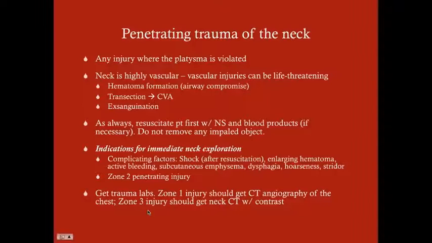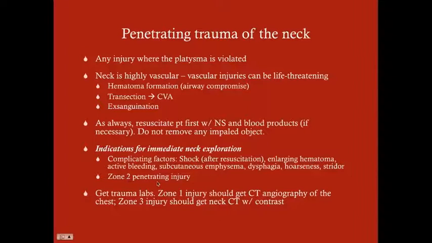You never send an actively shocking patient to the OR. If they have an enlarging hematoma, you're sending them to the OR. If they have active bleeding that you can't stop, you're sending them to the OR. If they have subcutaneous emphysema, or crepitation, you're sending them to the OR. If they have dysphagia, hoarseness, stridor, you're sending them to the OR. So that's a lot of things.